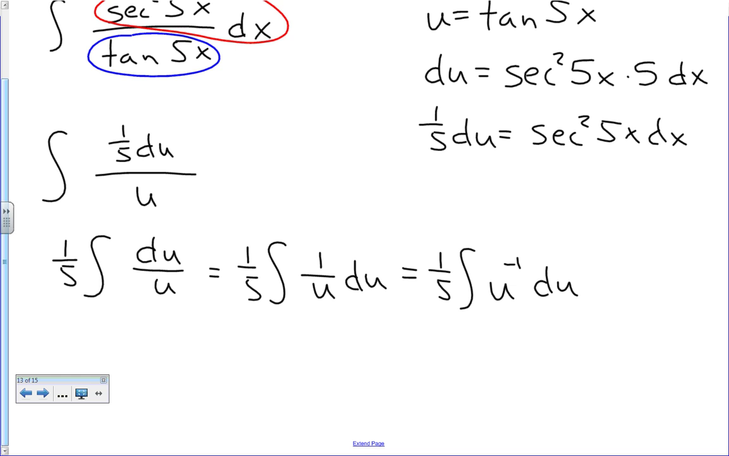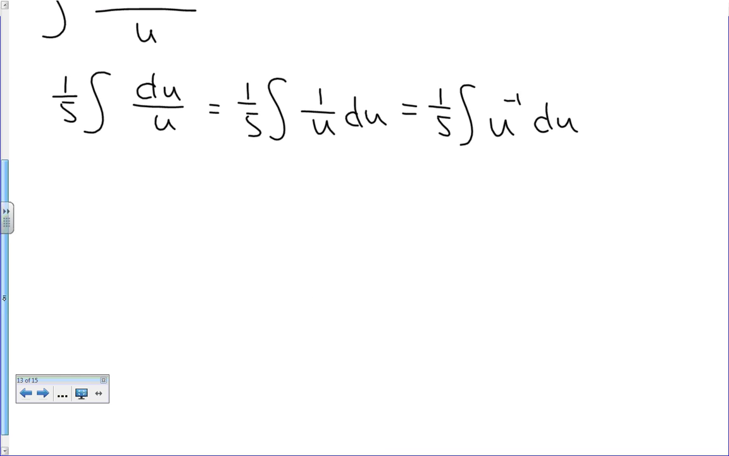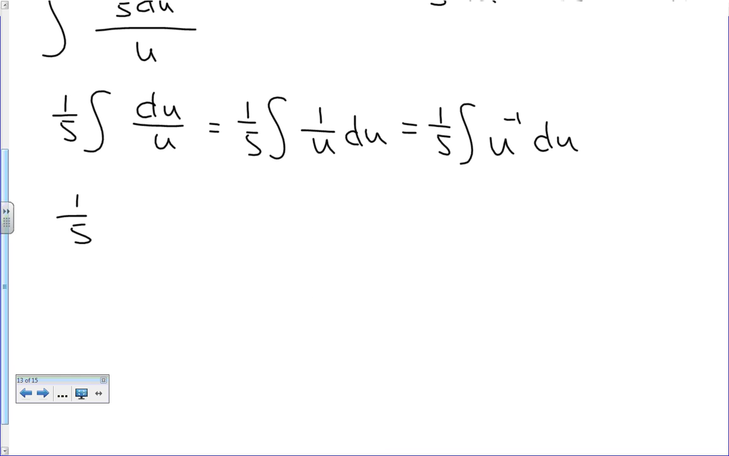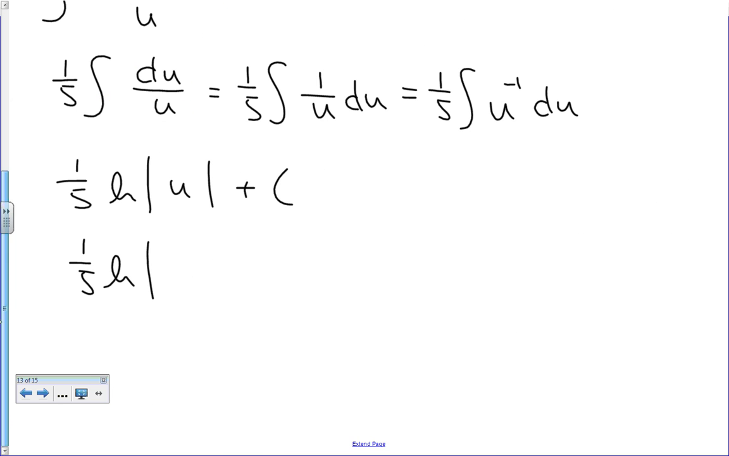That's my ln function. All right, so it turns out that this is equal to 1/5 the ln of the absolute value of u plus c. Don't forget your absolute value. Again, the rule for the antiderivative of 1 over u du is the ln of the absolute value of u. That's what we've done there. And now just replace u with what it's equal to. U we said was tangent of 5x. So we get 1/5 ln of the absolute value of tangent of 5x plus c.